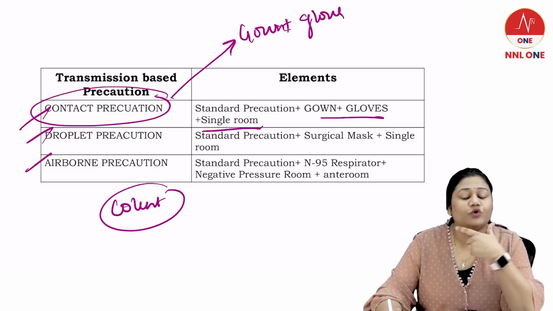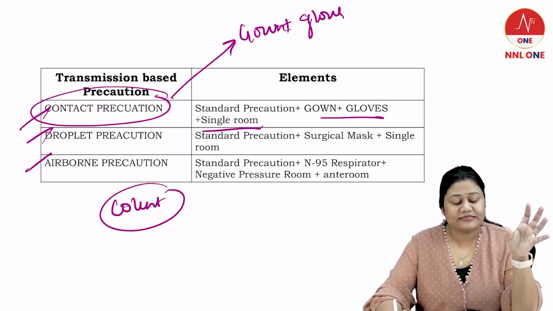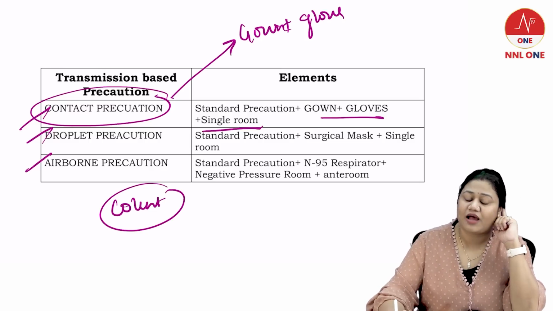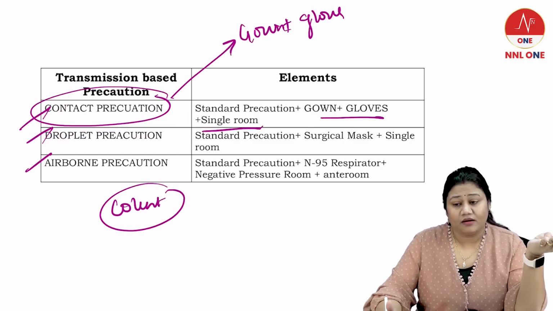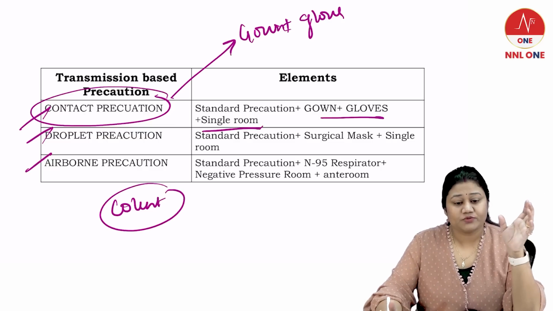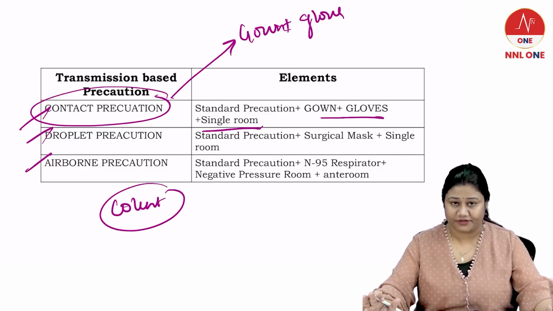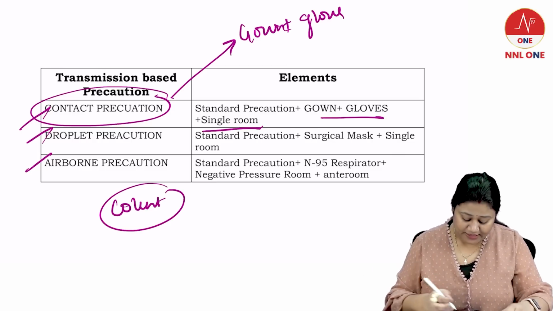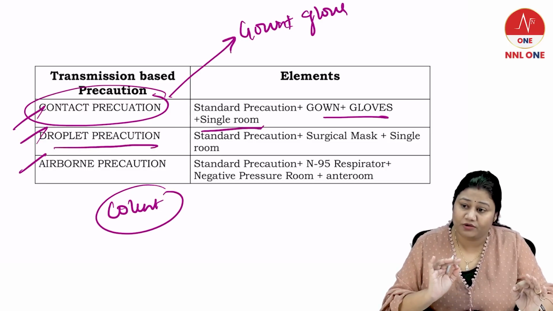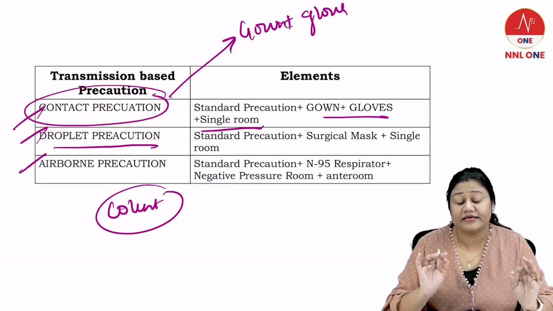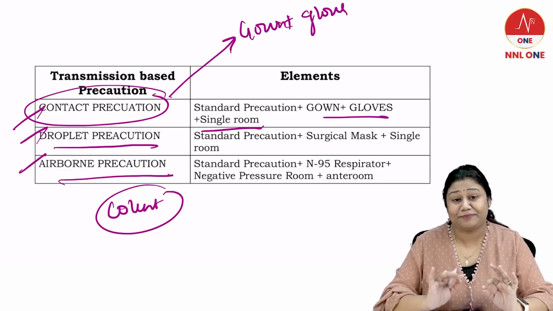And again, revise, what do we mean by cohort isolation? It means patients with the similar infection are placed in one room. That is cohort isolation. Then one more point, let us revise, what should be the distance between the beds of two patients? Minimum 3 feet, right? It should be minimum 3 feet. In case of droplet, what is the mandatory personal protective equipment that should be used by the healthcare provider? A surgical mask. For airborne it should be a respirator.